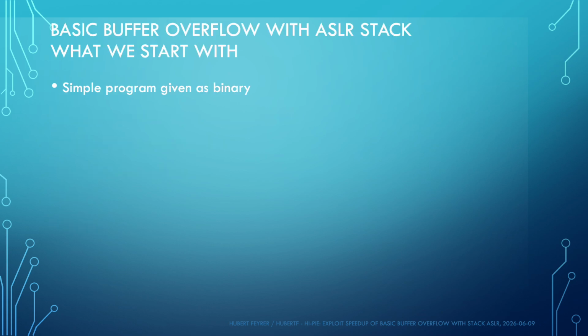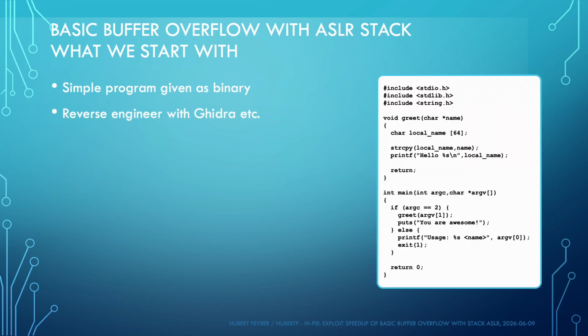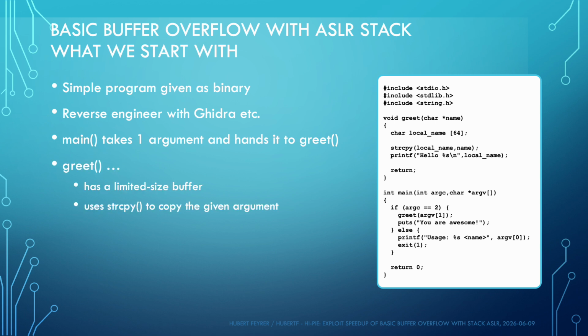The challenge does not give any source code, only a compiled binary. So the first step is to reverse engineer it, for example with Ghidra. What we find is simple: main takes exactly one argument and passes it on to a function called greet. Inside greet, there is a buffer of fixed size, and the argument is copied into that buffer using the string copy function. Two of its properties are important and will shape the entire exploit.